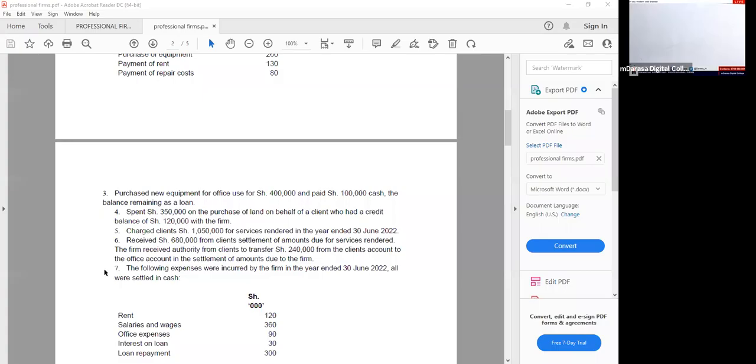So in this case, we had received 680 from clients in settlement of amounts due for services rendered, from the client, right?